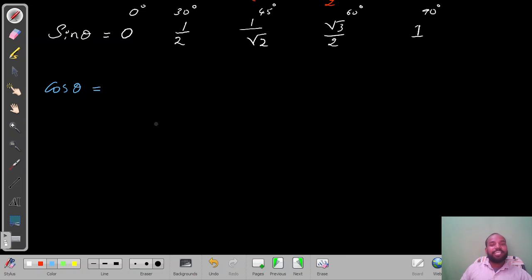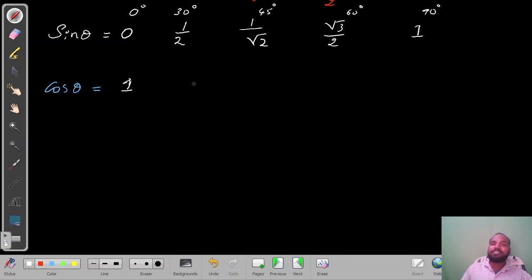Can you guess how to find the cos theta values? It is very easy if you remember one point. Just reverse it and you will get the values. Reverse in the sense, just write down 90 to 0. That is cos 0 is 1. Cos 0 value is 1. This is 1. Don't think of it as something else.